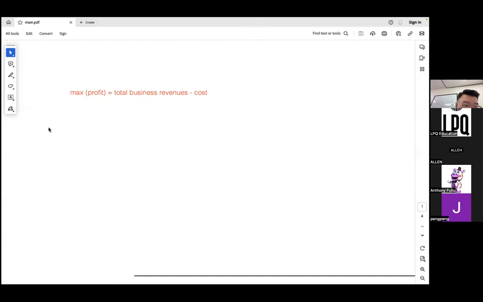Based on this equation, if you want to maximize profit, the first way you can increase your profit is to increase your total business revenue. By the way, how do we calculate total business revenue? We mentioned this in notes number 3, I guess. In notes number 3, we mentioned how to calculate business revenue. Can somebody tell me how we can calculate total business revenue?